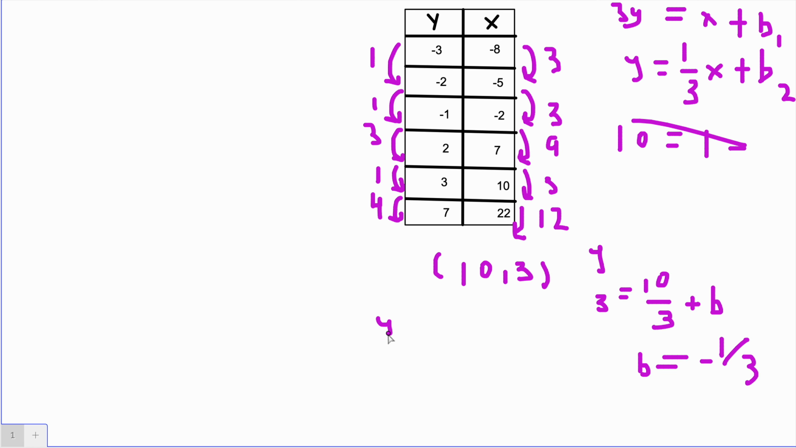So let's plug in some more points, because right now we think we have y equals 1/3 x minus 1/3, but we have to check. Let's plug negative 8 in. Minus 8/3 minus 1/3 is minus 9/3, so y equals negative 3. That's correct. Minus 5/3 minus 1/3 is minus 6/3, which is negative 2. 22/3 minus 1/3 is 7, so it looks like we got that one right.